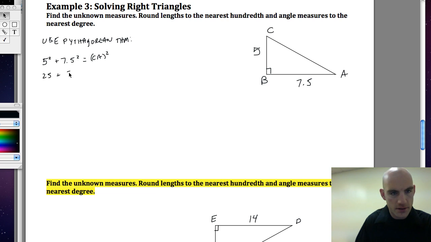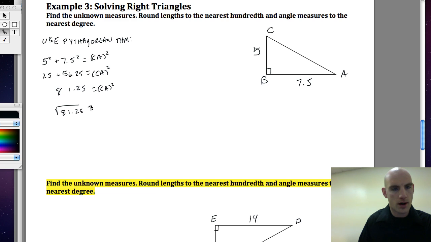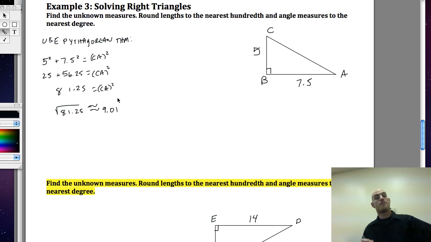Got to erase each piece individually. So that's 56.25, and 25 plus 56.25 is 81.25, which is equal to CA squared. So we'll take the square root of 81.25 and get approximately 9.01. That's one way. It works.